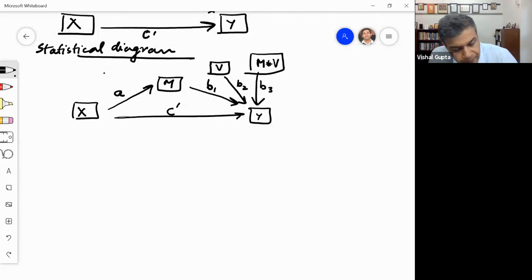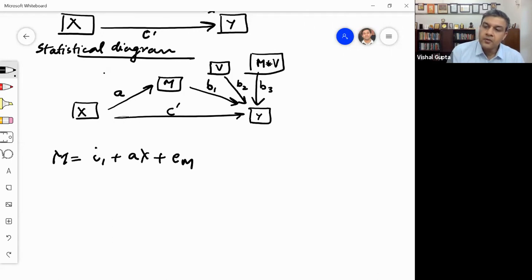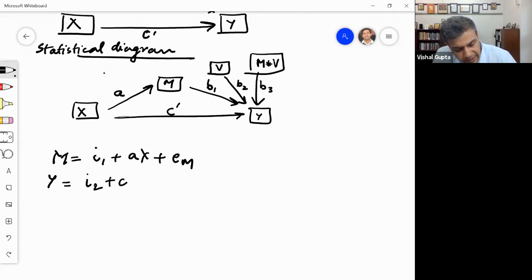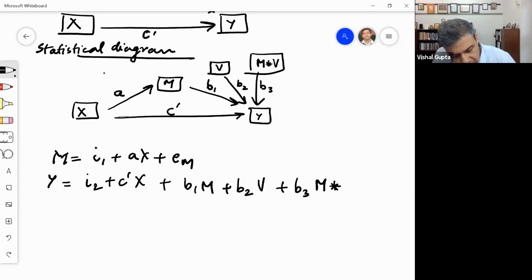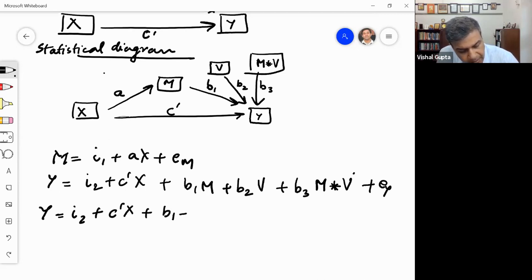Now, if I were to write the regression equations here, what will they be? M will be very straightforward: I1 plus A times X plus E of M. No difficulties, no complexities here. Very simple, one variable. And then you have Y, which is I2 plus C dash X, the direct effect, and now you have B1 M, B2 V, and B3 times M times V, plus E of Y. So you have B1 plus B3 V times M, plus B2 V, plus E of Y.